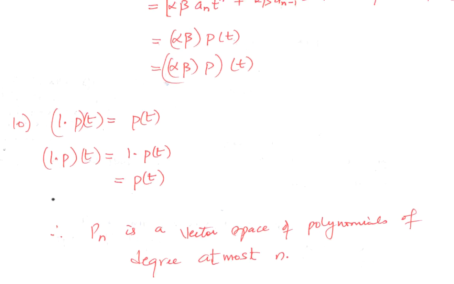Then you just simply, it is 1. 1 is the multiplicative identity. So basically we have proved all the 10 axioms. And hence we say p sub n is a vector space of polynomials of degree at most n.